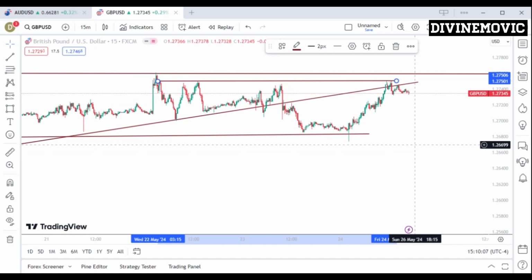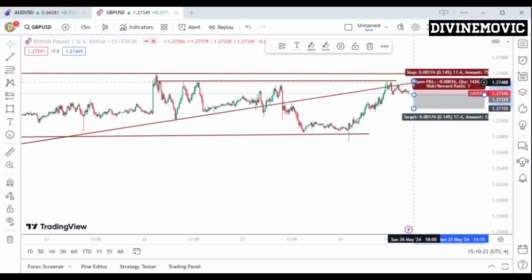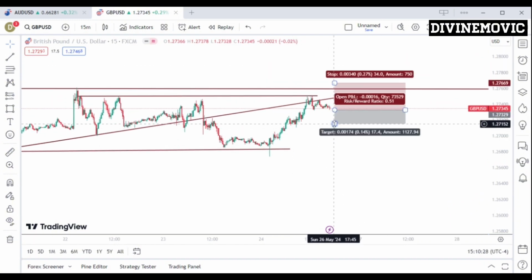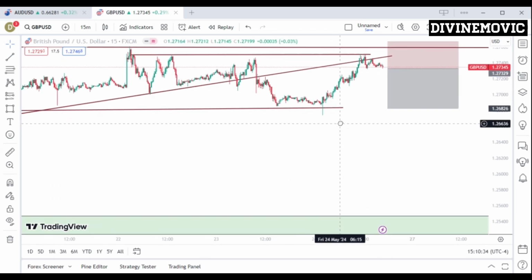So basically, what I'm looking for now is to see what price is going to do when price opens tomorrow, which is Monday. And if price opens and does not take out this liquidity and gives us a reason to sell, then I'm going to sell from this point here. Put my stop loss above this resistance level here. Then target here is my TP1, correct? My TP1 at this point. Then my TP2 is there.